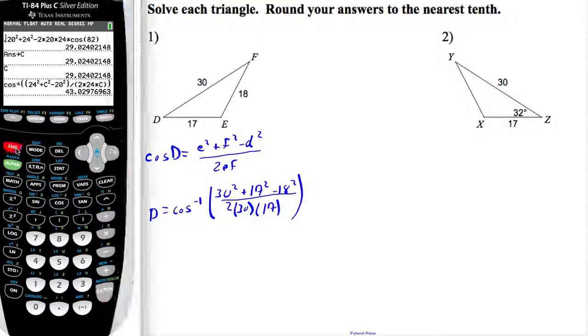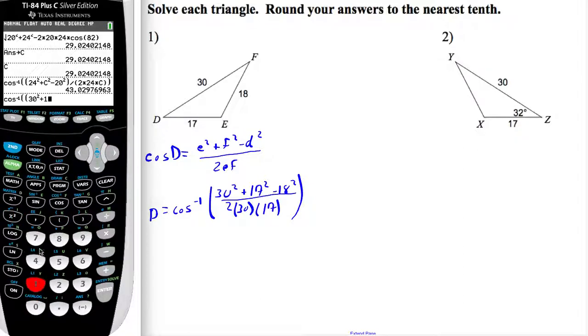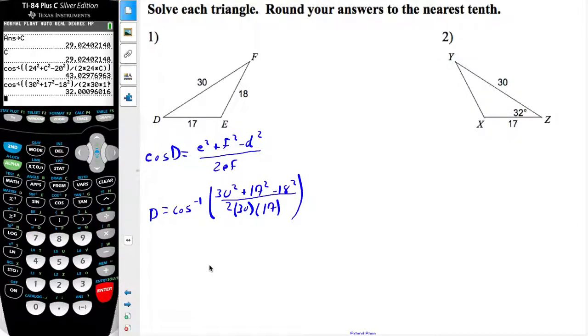And so in here, we're going to yet again do the exact same thing. So inverse cosine, numerator inside parentheses, so 30 squared plus 17 squared minus 18 squared. Close parentheses, divide the denominator. So 2 times 30 times 17. Close the denominator, close the inverse cosine. And so I get about 32. So if I'm rounding to nearest tenth, 32.0. So D is 32.0.